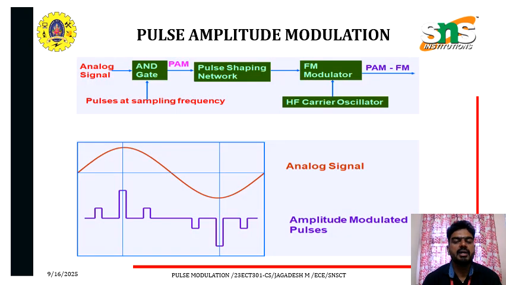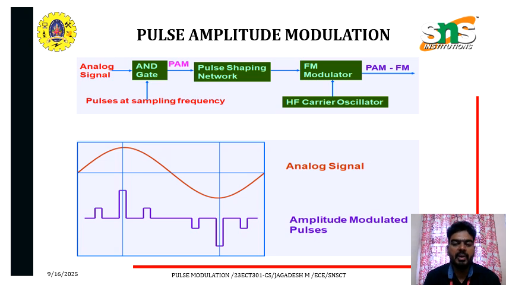Coming to the block diagram representation of pulse amplitude modulation, the input signal we are giving is analog, and an AND gate will be there. The AND gate has another input, which is pulses at the sampling frequency. Finally, at the output of the AND gate, we will have pulse amplitude modulation in a certain time period. That output will be given to the pulse shaping network.